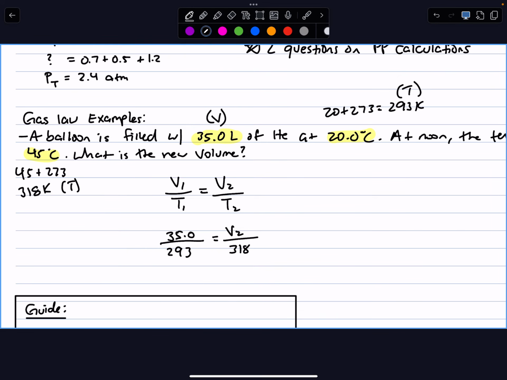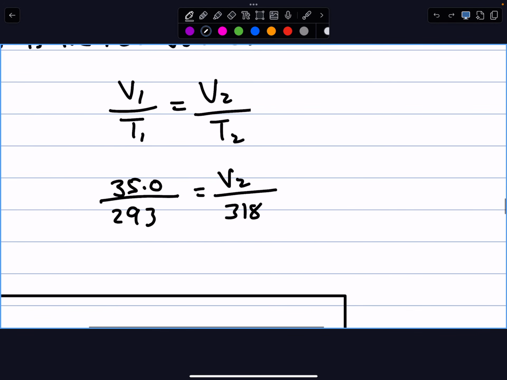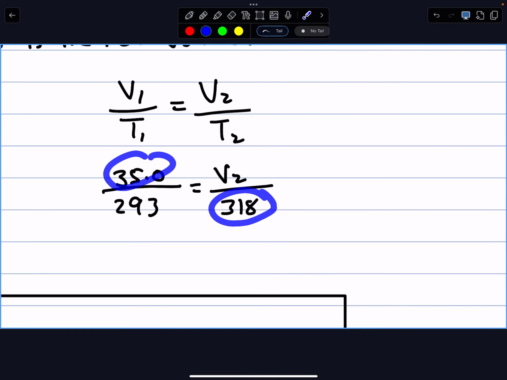I want to get V2 by itself. 318 is there, it's being divided, so you multiply. By the way, if you want to just do proportions for all this, you can. You don't have to solve by algebra. Just cross multiply. That also works if it's in a fraction. This times this gives you a number.